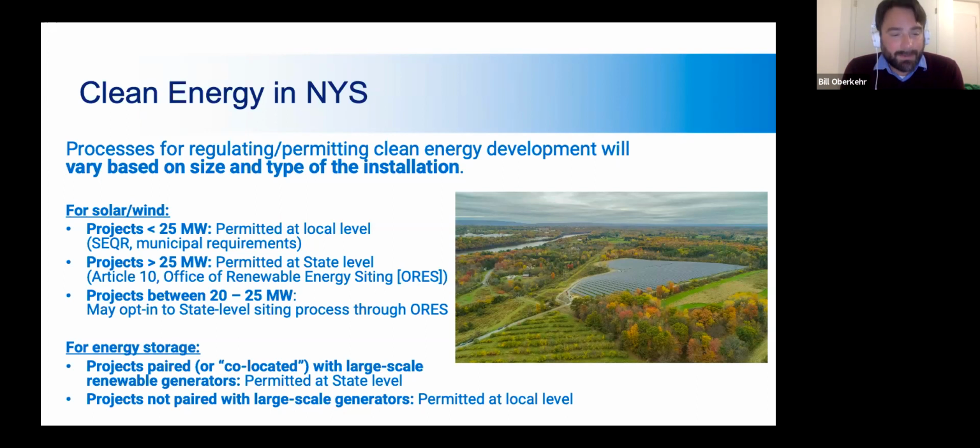So for energy storage, projects that are paired or co-located with large-scale renewable generators are permitted at the state level. And projects that are not paired with large-scale generators are permitted at the local level. So ORES isn't going to handle energy storage because storage is not necessarily generation. It is, in fact, not generation. So it's treated a bit differently in regulations.